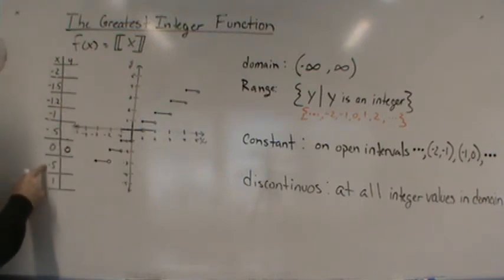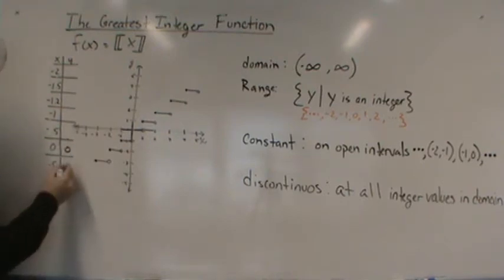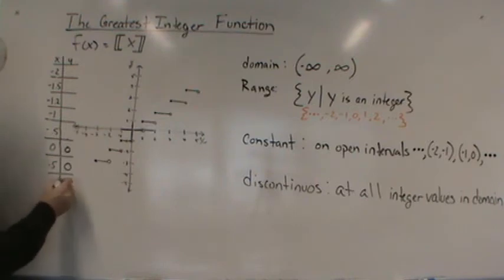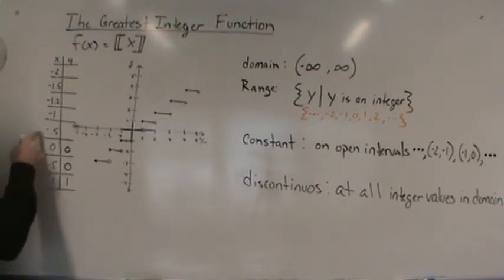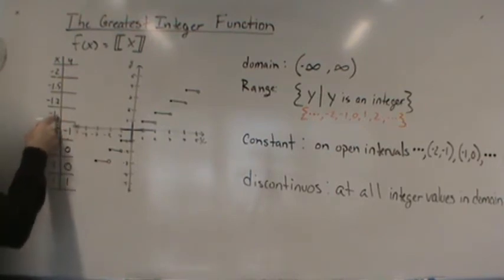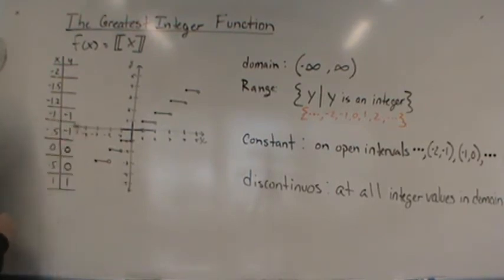If I go to 0.5, I'm going to stay at 0 because that's the greatest integer that's less than or equal to 0.5. If I go to 1, well then that's going to jump up to 1. Now here, if I do negative 0.5, well what's the largest integer that's less than or equal to negative 0.5? Well that's going to be negative 1. So this is going to be negative 1. Well at negative 1, that's still going to be negative 1.